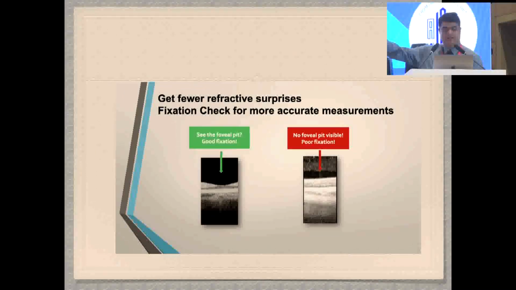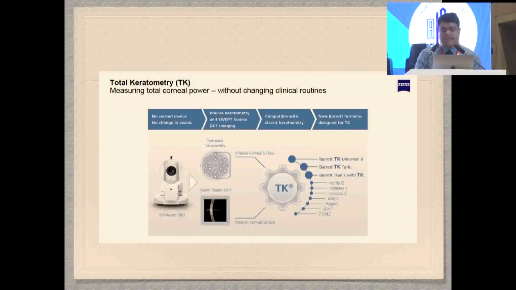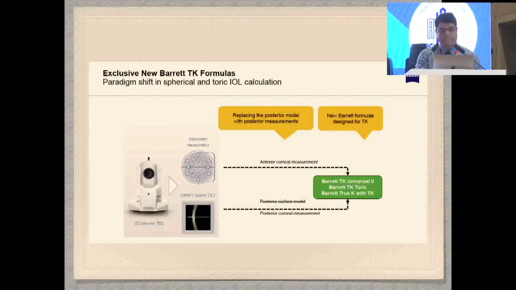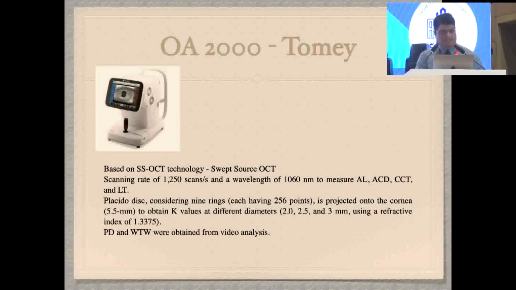As you can see on the left side, we see a good foveal pit. It means it's a good fixation. As Dr. Twinkle also mentioned, it uses 3-zone keratometry, and 6 spots are used at 1.5, 2.5 and 3.5 millimeters. It has incorporated Barrett TK formulas, like Barrett TK Universal 2 for normal eyes, Barrett TK Toric, and Barrett True K with TK for post-refractive surgery eyes. It also gives angle kappa, which is the distance between the visual axis and the pupillary axis.